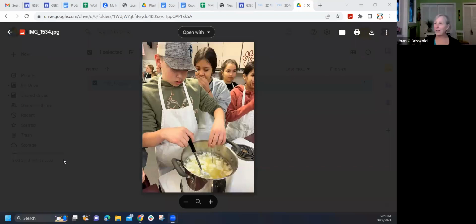If you'll allow me 30 seconds to share this picture. A teacher sent it who did the cheese making with her class, and I just loved the look of it, of watching that happen. So I'll leave you with that.